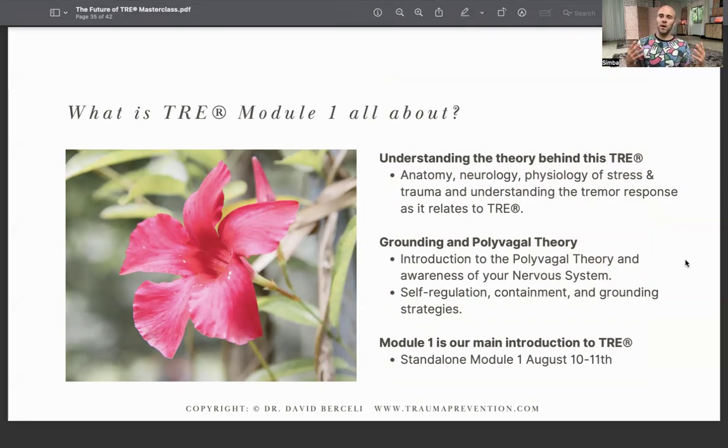A few things that I mentioned today, but we go way deeper into the anatomy, neurology, physiology of stress and trauma, and understand the tremoring response as it relates to TRE, and also when it doesn't relate to TRE, when it's an expression of a disease. Maybe someone's shaking because there is an illness. But we learn to distinguish those differences.